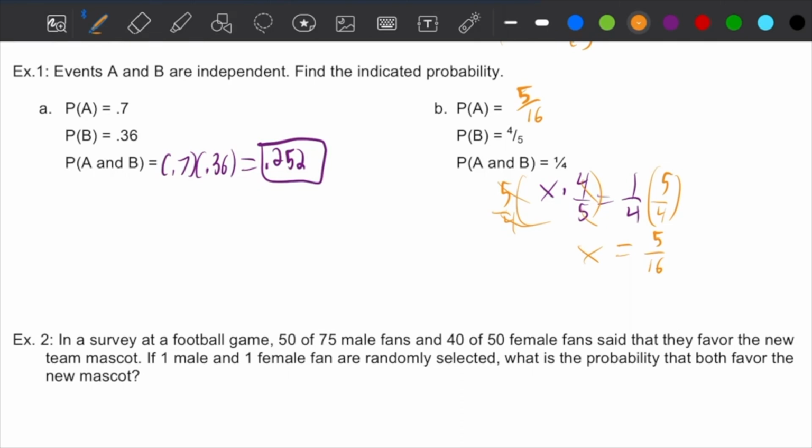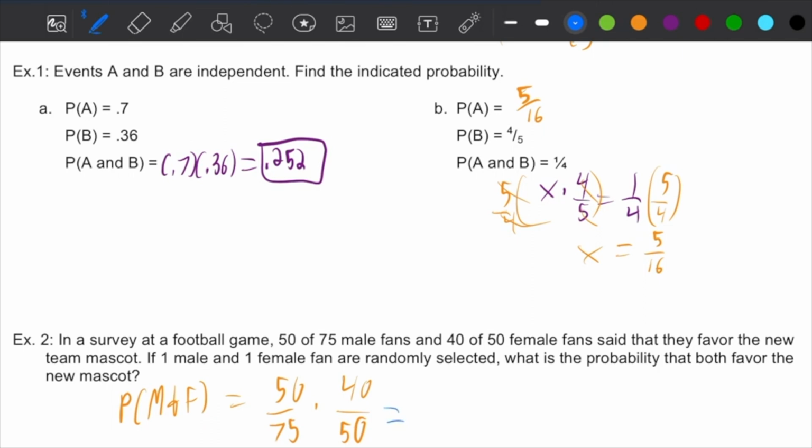So here we do the probability that the male and the female favor it. You do the probability of the male, which is 50 over 75, times the probability of the female favoring it. 40 out of 50 of them do in this survey.